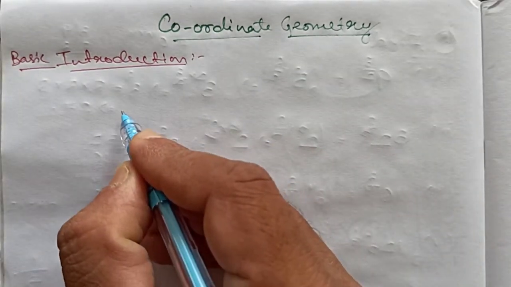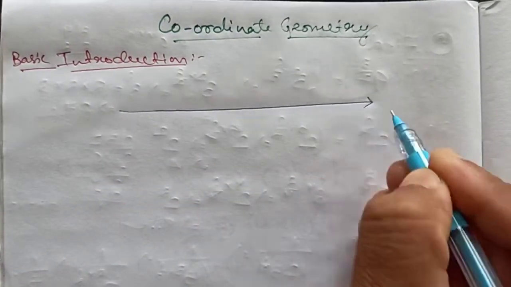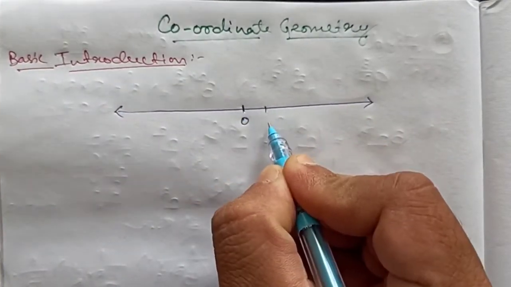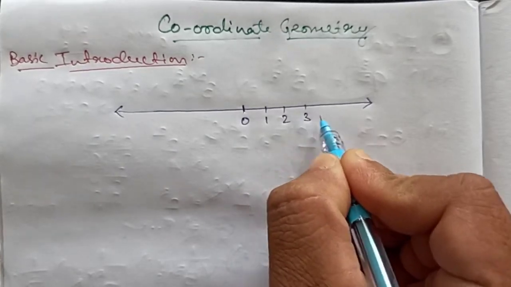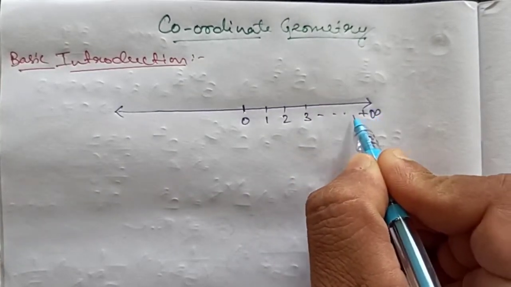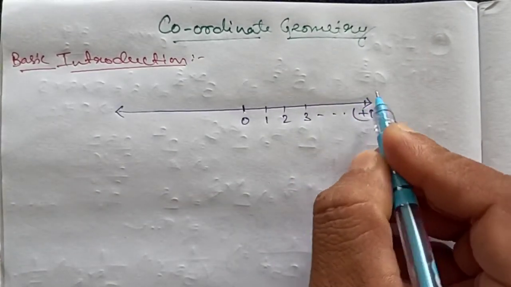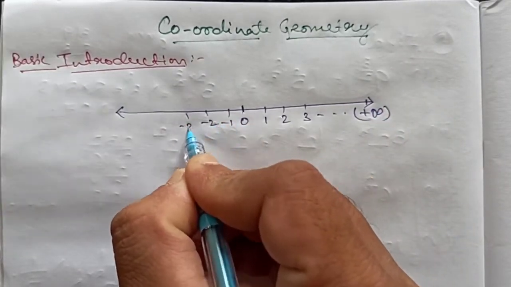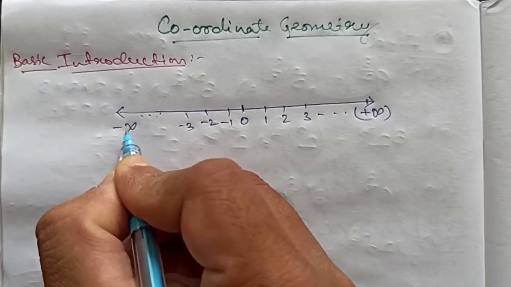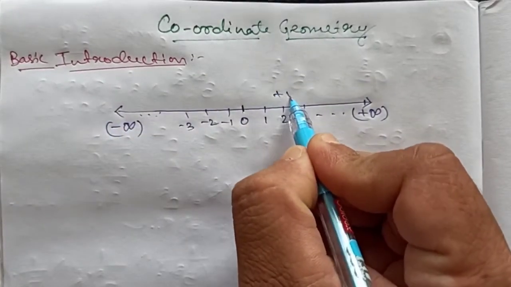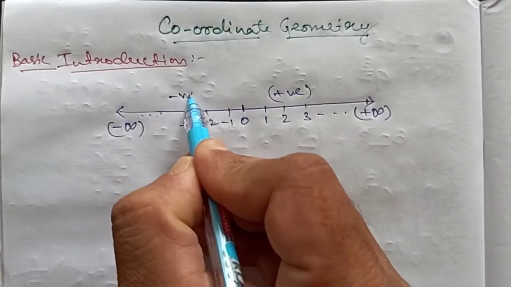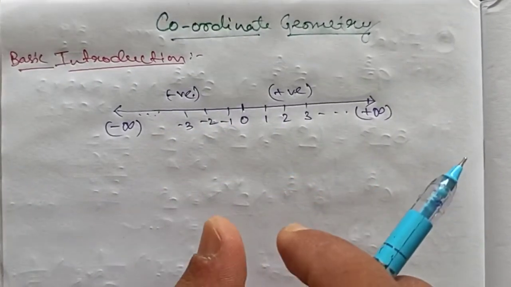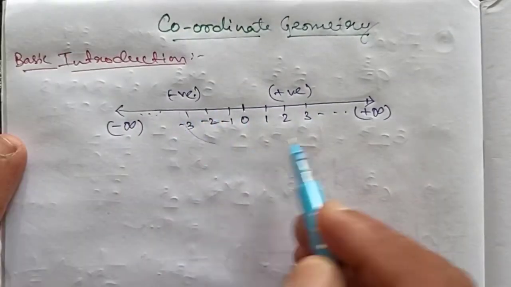First of all, I will draw a number line. You know that it is a number line and it is endless. This side all the numbers are positive, up to plus infinity. Plus infinity means not defined, we can't say what is the last number. This side all the numbers are negative, up to minus infinity. This is a number line. Number line means we are just representing simple numbers on it.